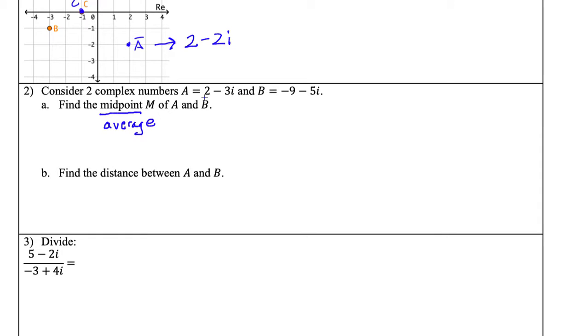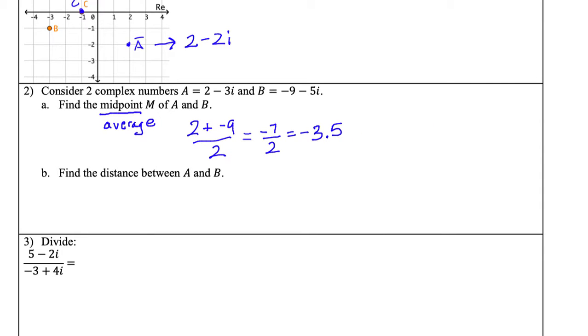I have to find the average of the reals and the average of the imaginary parts. So how do I find the average of 2 and -9? Well, I add them together, and then I divide by 2. That's the average, right? So 2 plus -9, divided by 2. That's going to be the real part of our complex number. So someone simplify. Shout it out. 2 plus -9 is -7, so -7/2. I can either leave it as a fraction, -7/2, or say it as a decimal, which is -3.5.